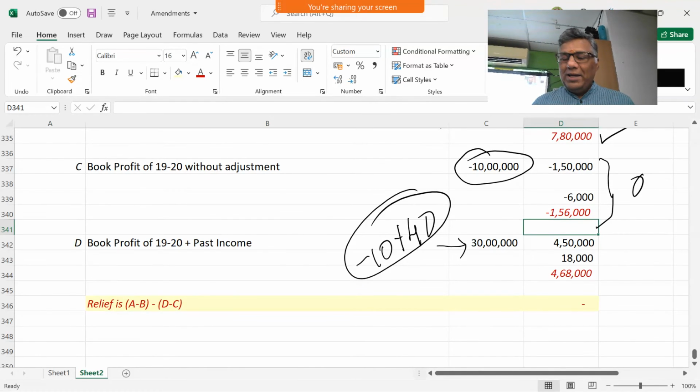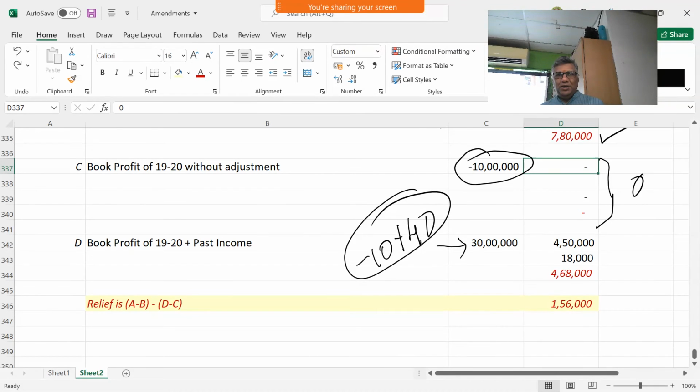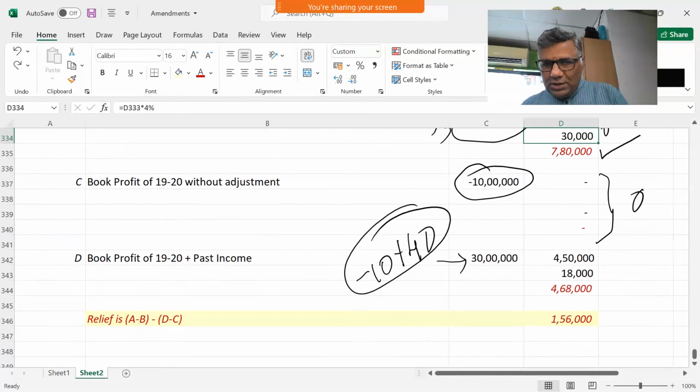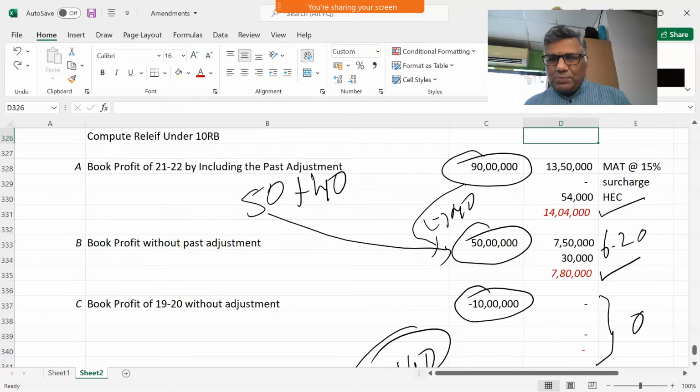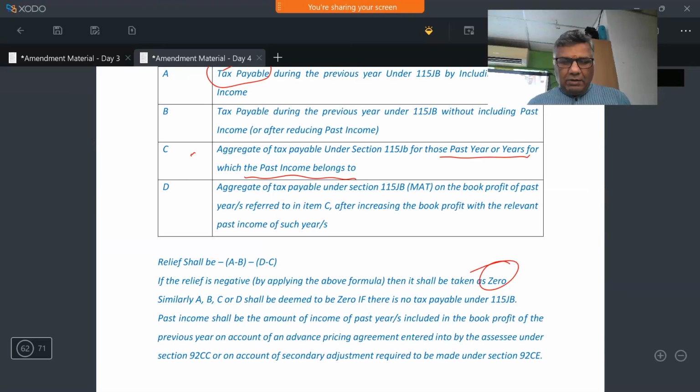So that's why they said anywhere minus comes, you should not do it. Am I clear to you? Please understand, this is a relief only if MAT is paid. It is A minus B minus C minus D. And there is a chance of questioning because international taxation amendments are less. There is a chance of questioning. I will again do some couple of questions when I do revision class.